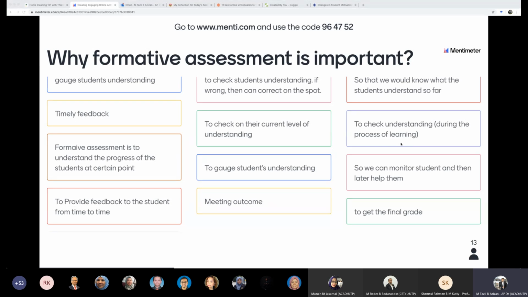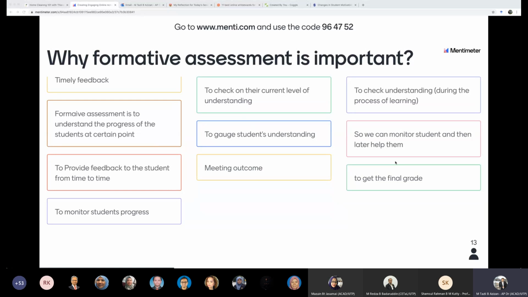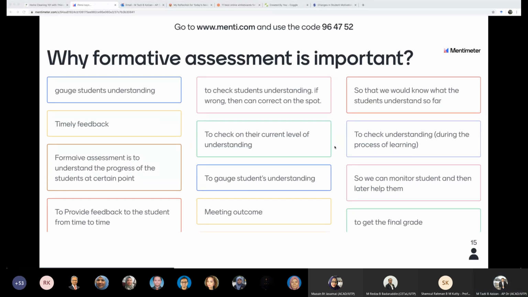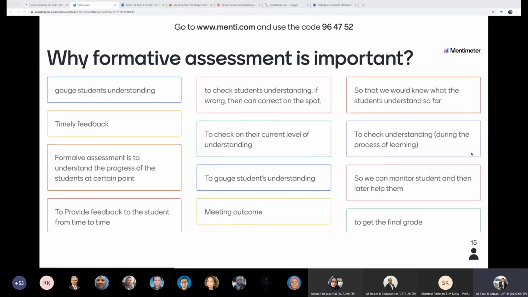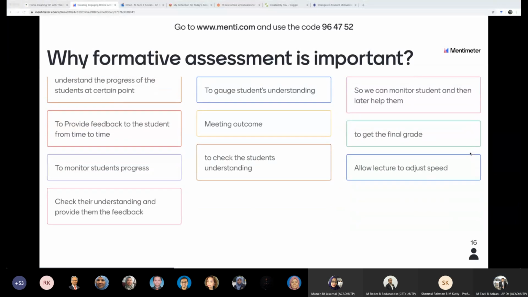I think formative assessment is not to get the final grade. That is usually summative assessment, when we are doing the grading. To monitor the students' progress, that's correct. Okay. To provide feedback to the students from time to time. Okay. To check the students' understanding. Allow the lecturer to adjust the speed. That's true. That's true. Check their understanding and provide them the feedback.